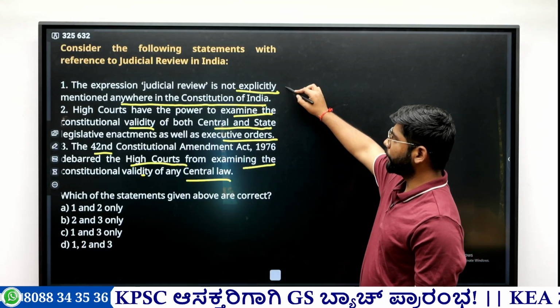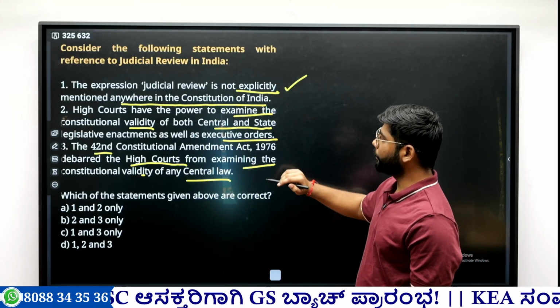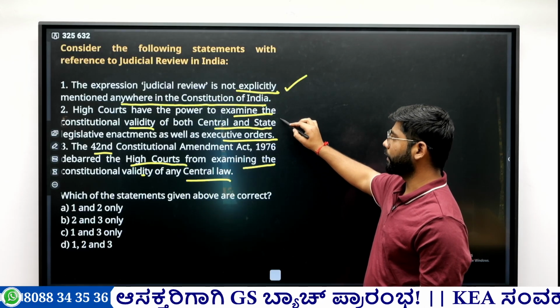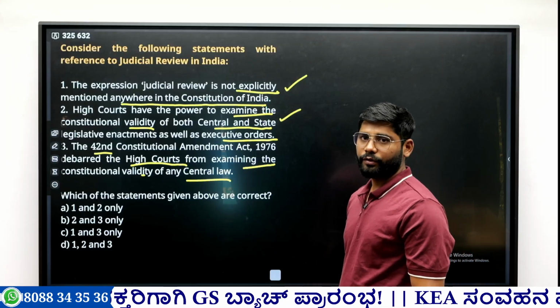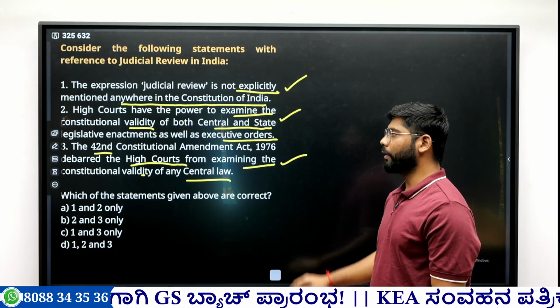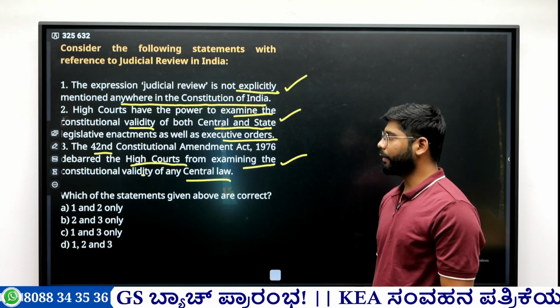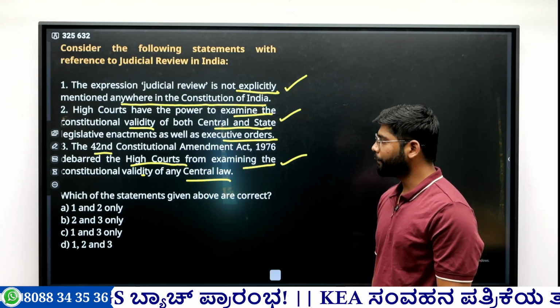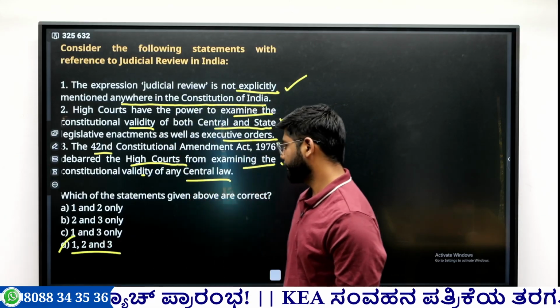The expression of judicial review is not explicitly mentioned anywhere in the Constitution. That is correct. Then the High Court has the power to examine the constitutional validity of both central law as well as state law, including the executive actions of both. Then the 42nd Amendment, yes, it debarred the High Court from examining the constitutional validity of central law, but subsequently this power was restored. Okay, so all statements are correct here. D is the correct option.